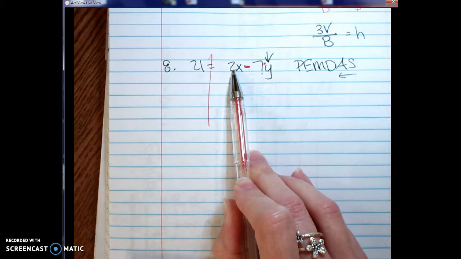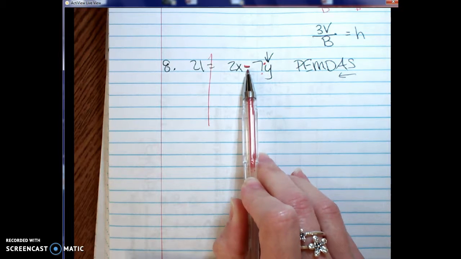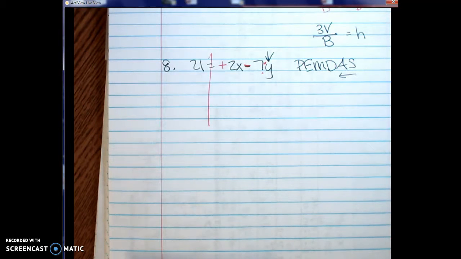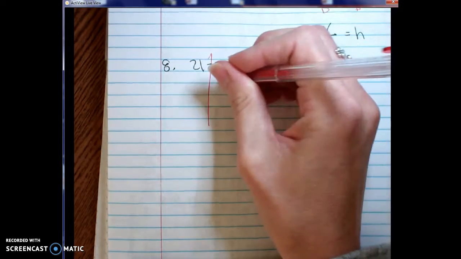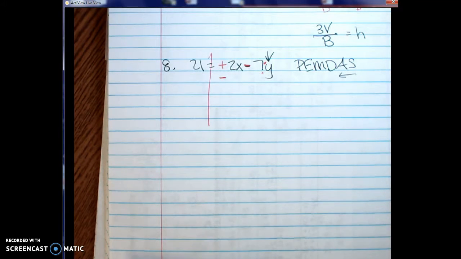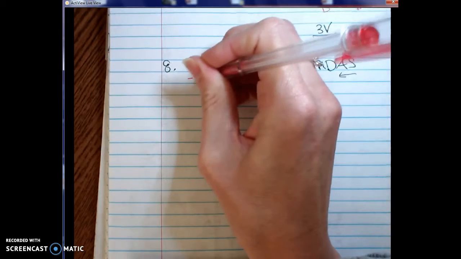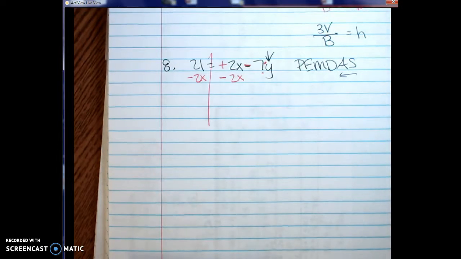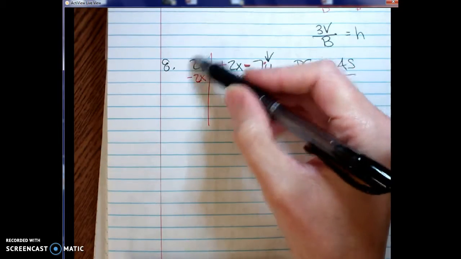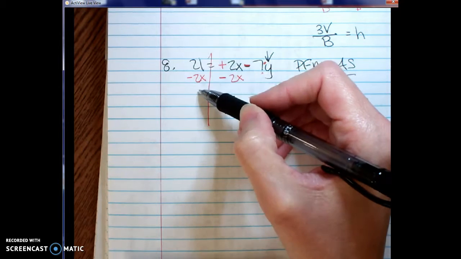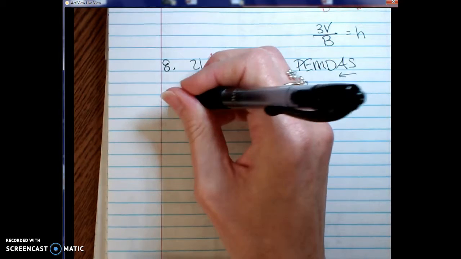The catch for this one is, even though it's subtracting behind it, this is a positive 2x. So in order to move it, what do we have to do? Subtract. You have to use the opposite sign in order to move it. So we're going to actually subtract 2x from both sides. When you do that, you end up with, on the left side, you actually can't combine those. The 21 doesn't have an x, but the 2 does. So it's just going to get copied down.